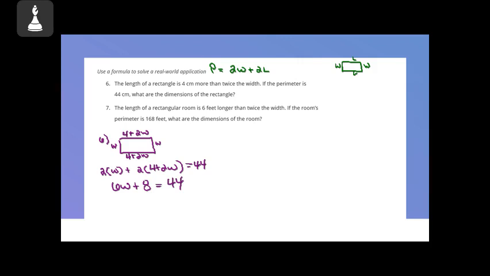What I'm going to then do is subtract 8 from both sides. I have 6w equals 36. So when I divide both sides by 6, w equals 6. So it says, what are the dimensions? Well, the width is 6, but now we need to go back and find the length. The length is 4 more than twice the width. So twice the width is 12. If I add 4 to that, the length is 16, and both of these are centimeters.